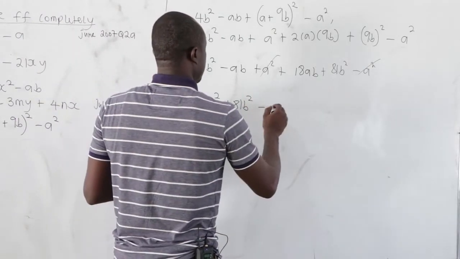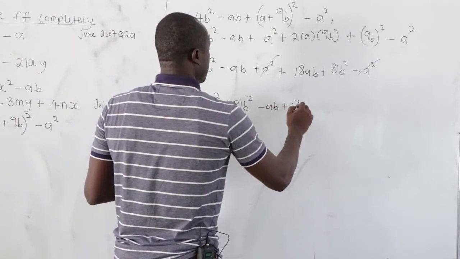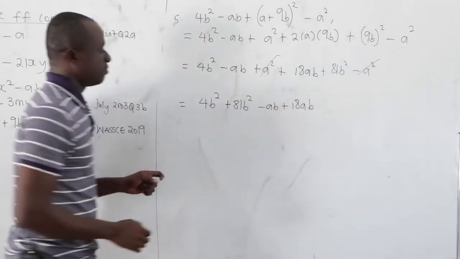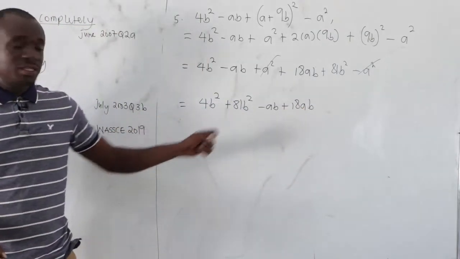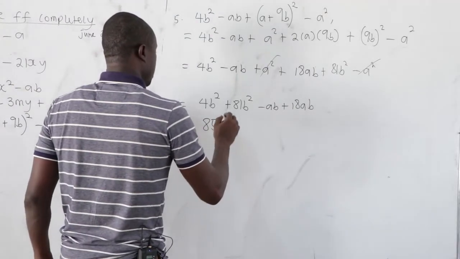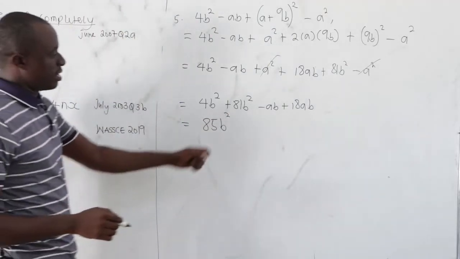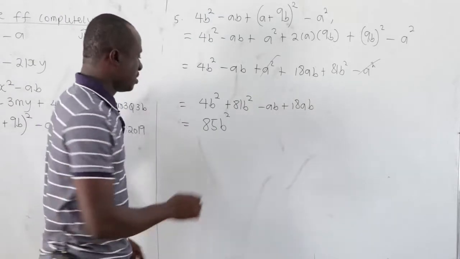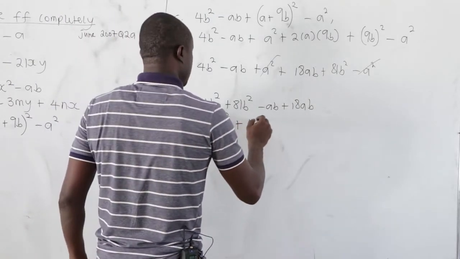And then we have negative ab plus 18ab. Now 4 plus 81, that will be 85. So you have 85b squared. Now negative ab plus 18ab will give us 17ab.